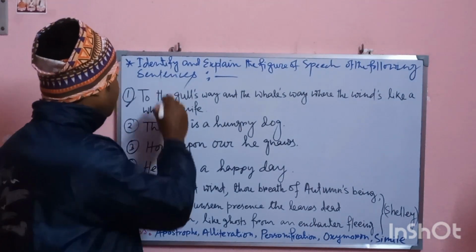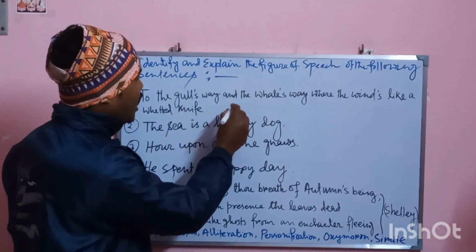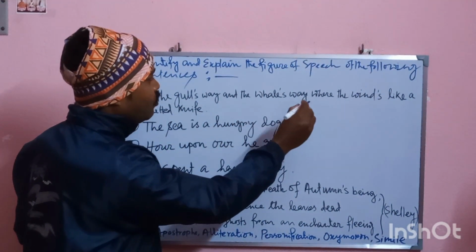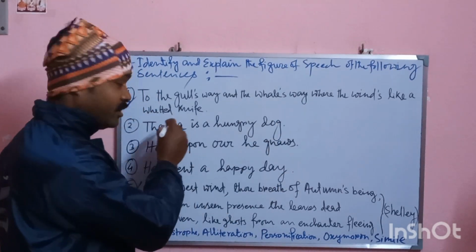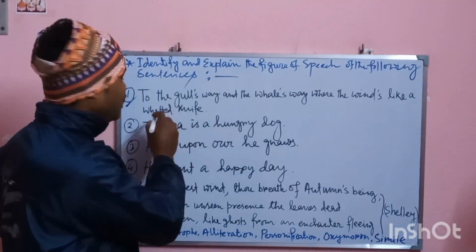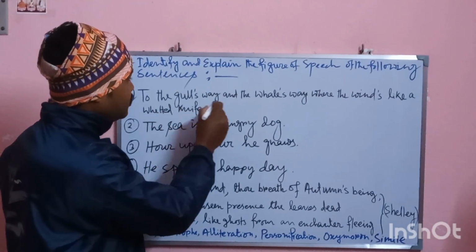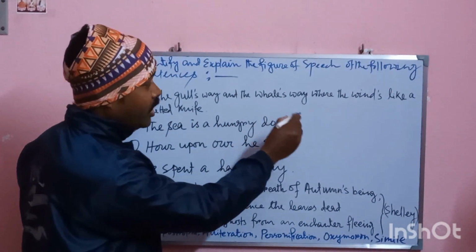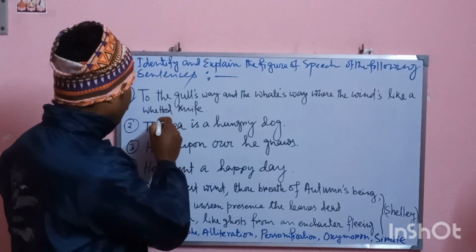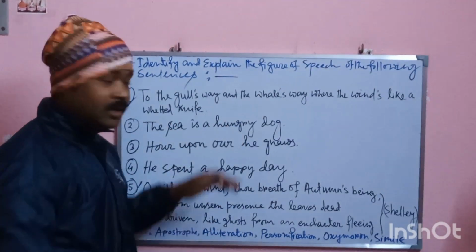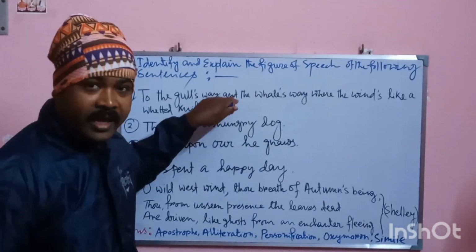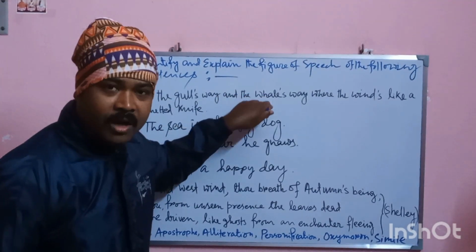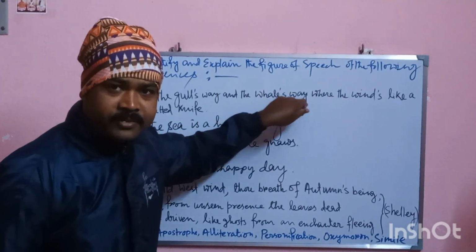So first sentence is, to the girl's way and the whale's way, where the wind's like a weighted knife. Look at the sentence, first sentence. To the girl's way and the whale's way, where the wind's like a weighted knife. So this line has more than one figure of speech.